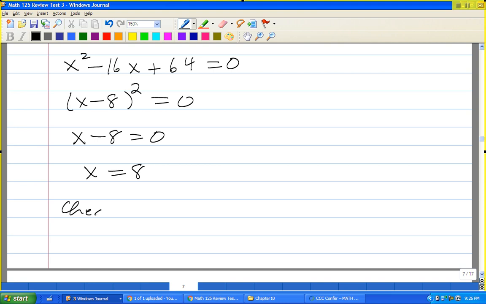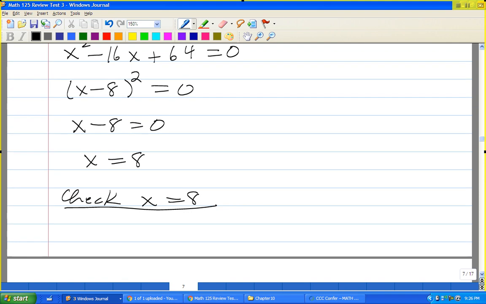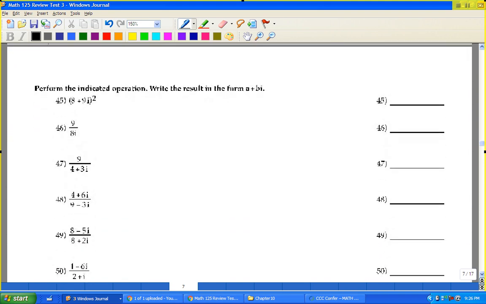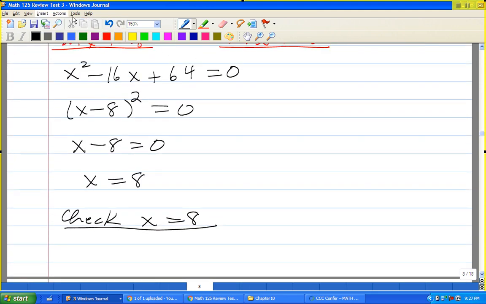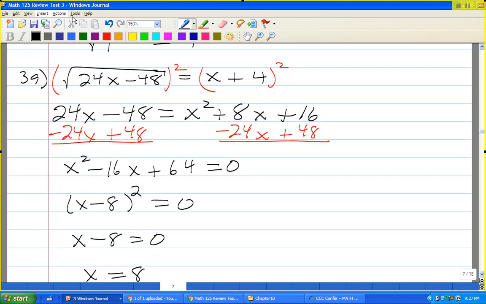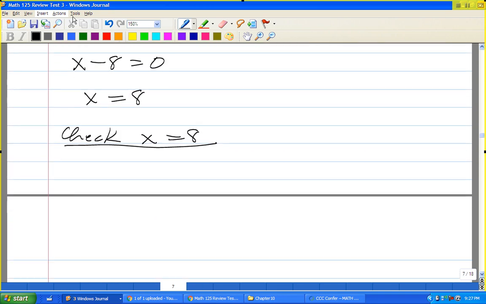So let's check. X equal 8. Let me get another page. Okay, so let me check. Problem was number 39. The square root of 24x minus 48, is that equal to x plus 4? Okay.